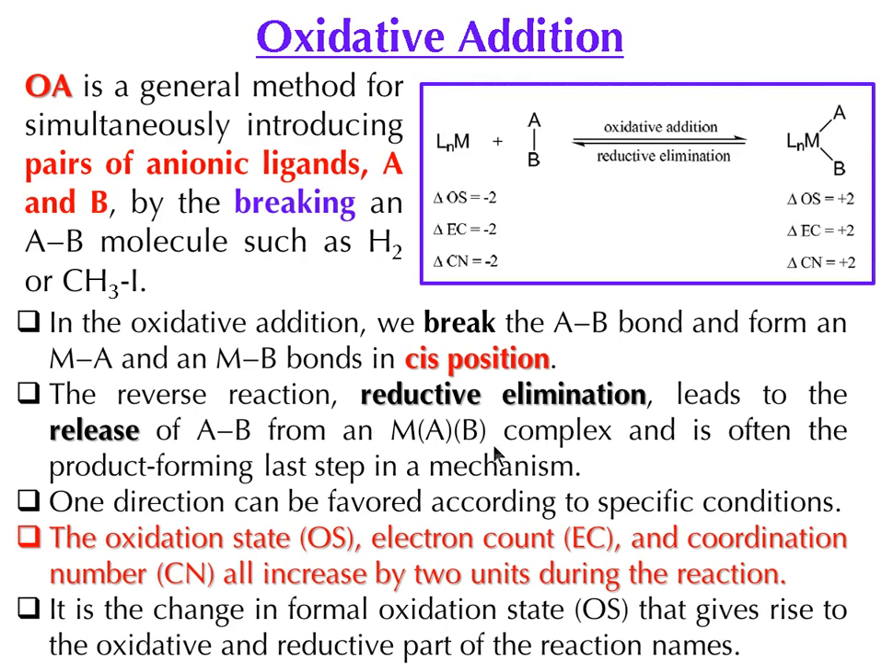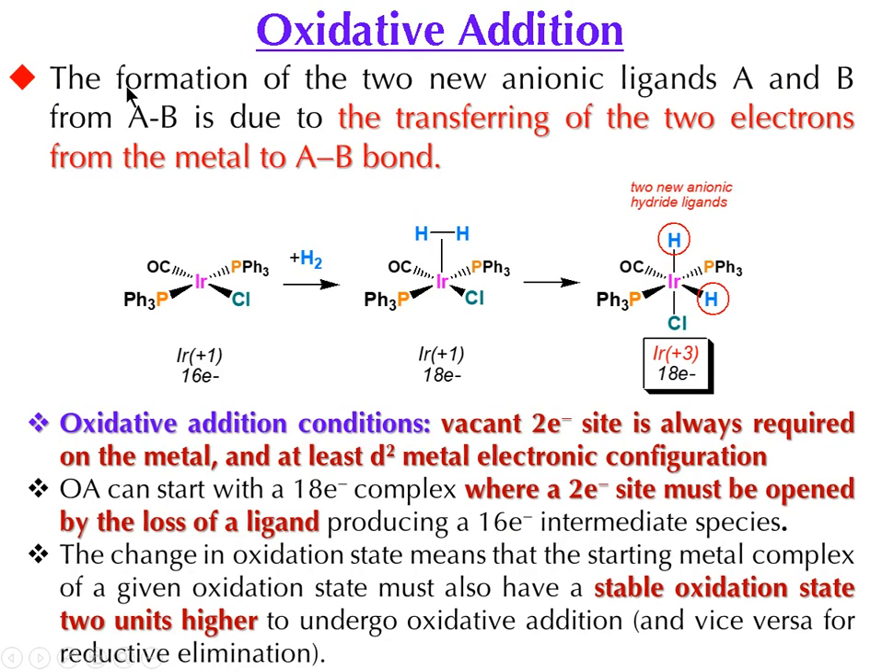During the oxidative addition reaction, the oxidation state, the electronic count, and the coordination number all increase by 2 units. So the oxidative addition is the change in the formal oxidation state of the metal M that gives rise to the oxidative and reductive parts of the reaction names. During the oxidative addition, we have formation of two anionic ligands A and B on M from the molecule AB. This is due to the transfer of two electrons from the metal center M to the bond AB.